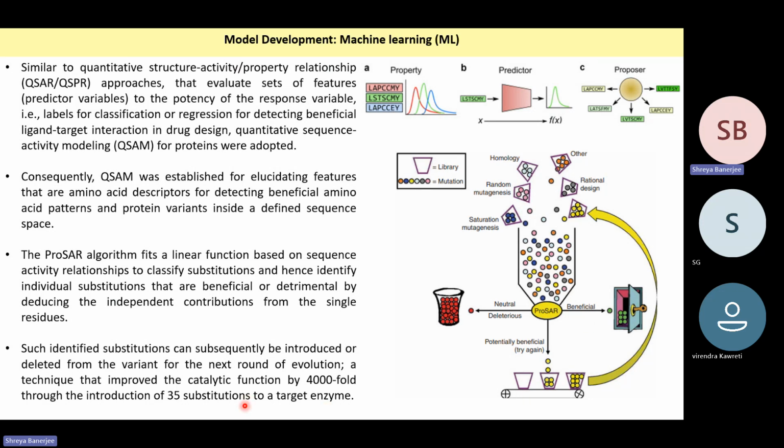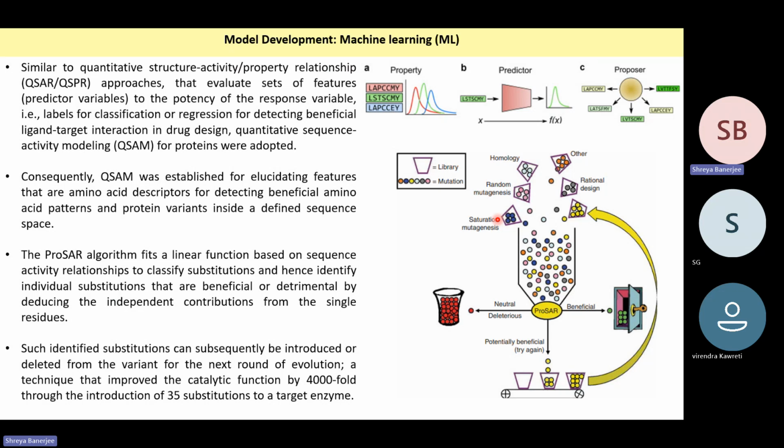In a target enzyme, it was seen that just by 35 substitutions, 35 mutations, the catalytic activity was increased by 4,000 times when machine learning was included in the directed evolution process. So basically what machine learning is doing, it is going through the database of known structured activity relationships and it is finding out the sequence activity relationship. So it is predicting what sequence of amino acids will result in a certain function. Based on that, it is doing the mutation.